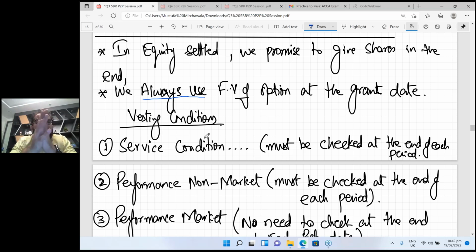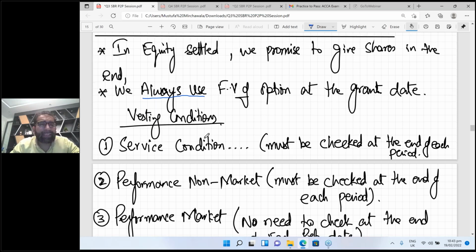Service condition is like, I ask my employees to stay 3 years or 4 years with me. For the service condition, we must check at the end of each reporting date what the chances of fulfillment are, and adjust at each year end. If some employees left, or some say yes, we will stay till the end, you need to re-estimate every year.